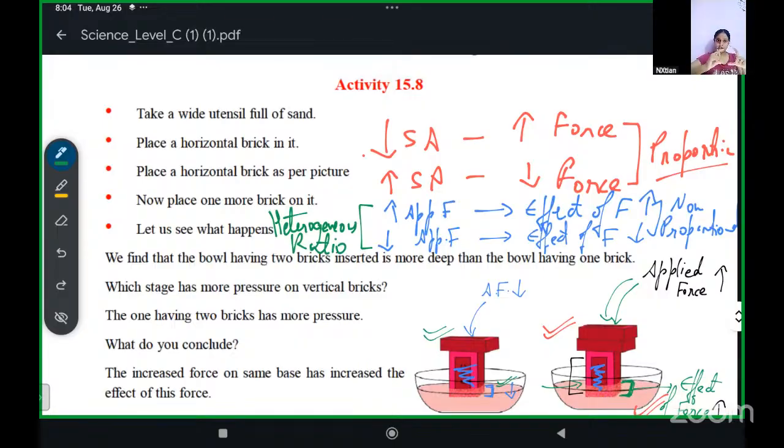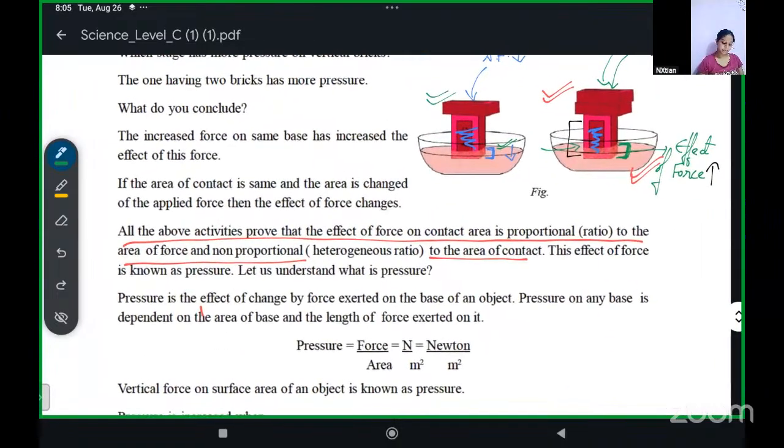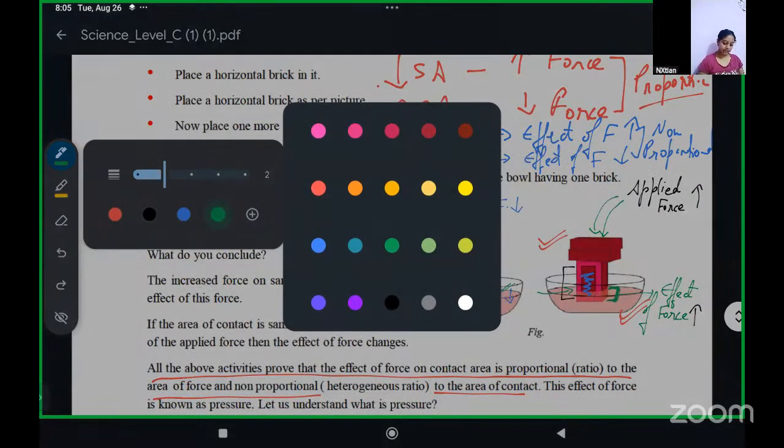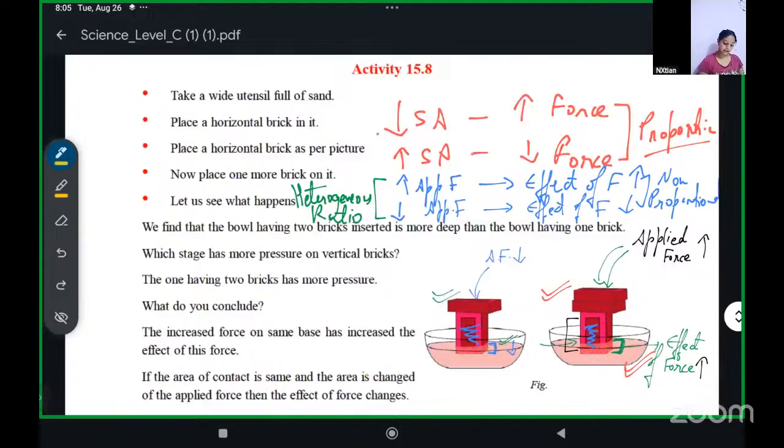Now, this whole concept where there is surface area, force, and effect of force, the complete concept is known as pressure. This effect of force is known as pressure. Understood? Yes, ma'am.